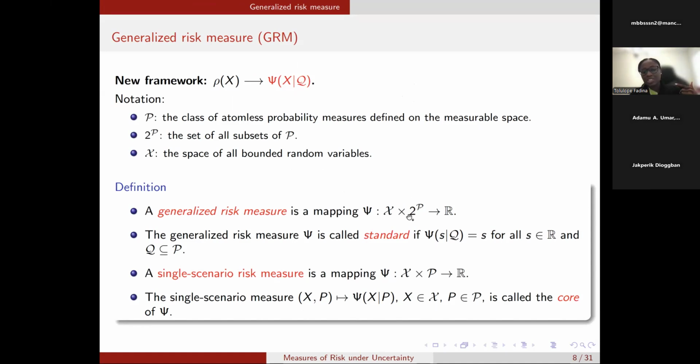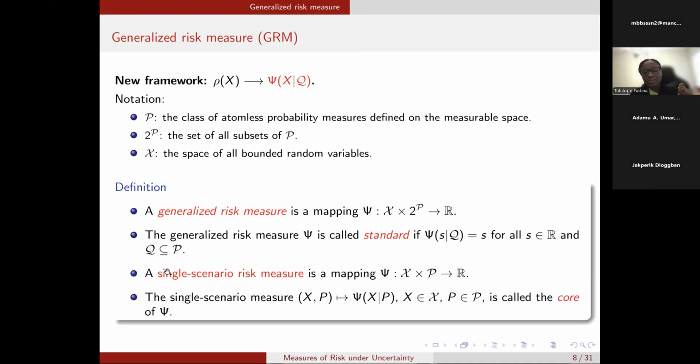So basically, for the generalized risk measure, you can see that this is my risk measure, but now I have two inputs here, unlike the classical risk measure, where you only have one input. And then these are just definitions. The first definition here is standard. The generalized risk measure is standard if the risk measure on X given Q is equal to X, where X is a constant. This basically tells us that if we want to evaluate the risk on a constant, then it's going to be that constant. There's no ambiguity around that because your input is a constant.